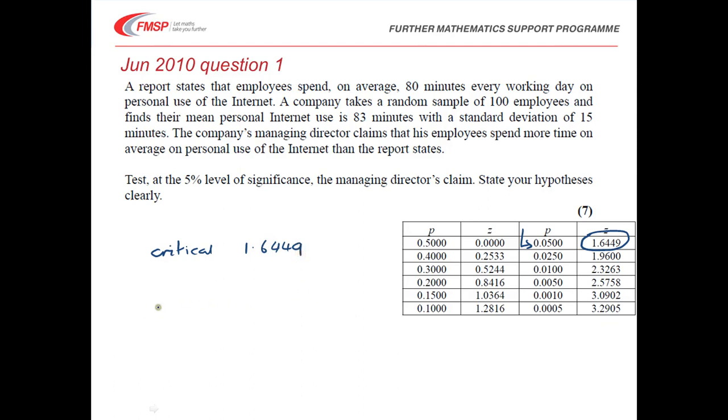So again, what I can say here is that my test statistic 2 is greater than my critical value. So your test statistic is greater than your critical value. This leads me to reject H0 because we are in what's called the critical region. So we are able to reject H0 in this case. So let me just show you where we get marks here. We get a B mark for using the correct value.